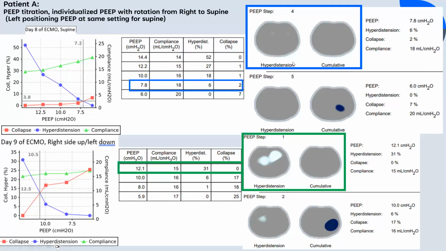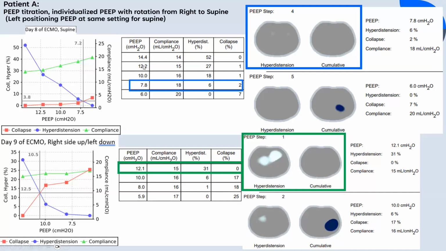So if you look over here at our visual representations, which is one of my favorite parts of EIT, because you get that nice slice that looks sort of like a CAT scan image. You can see as we start to go down too much on our PEEP, we start to see some more collapse. And then you can see over here, more PEEP is not always best. You can see here when we were at a PEEP of 14, look how wildly hyperdistended we were, 52%. And our collapse was 0, but it's because we're super hyperdistended.